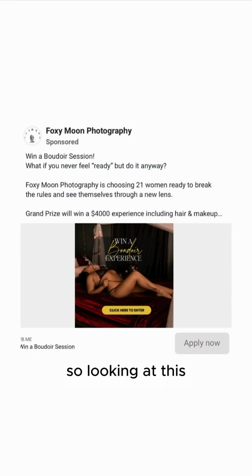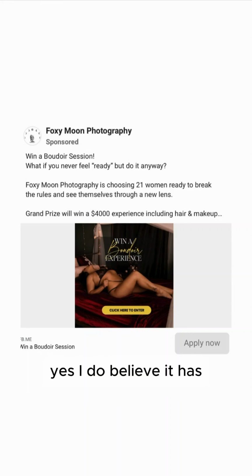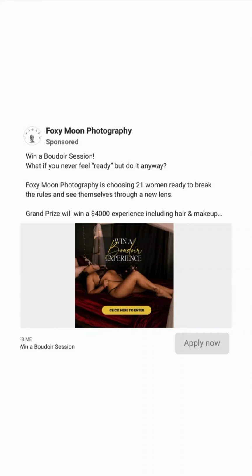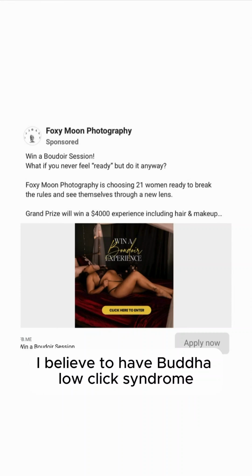So looking at this, yes, this Boudoir Facebook ad, yes, I do believe it has. So the unique CTR all, I believe it is under 6%, causing this Boudoir Facebook ad, I believe, to have Boudoir low click syndrome.